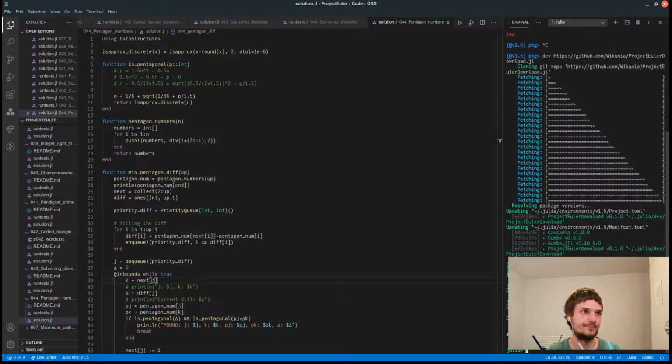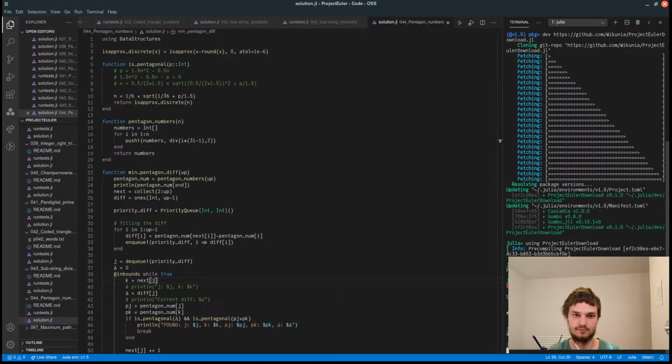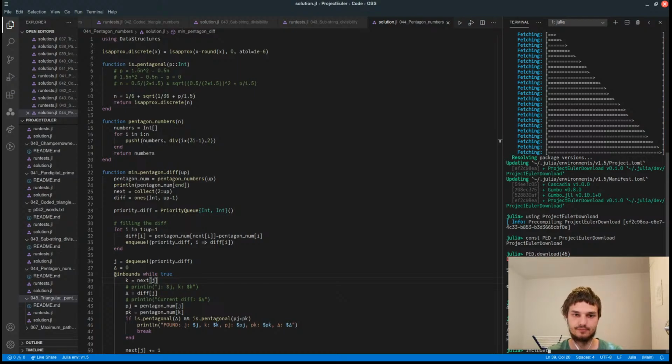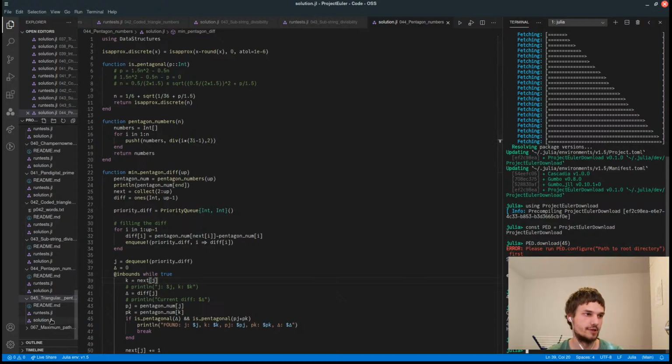So problem number 45. Oh yeah. No idea what happened. Path to root directory is home, Euler, Julia. All right, that one got downloaded into this weird directory. And I can use solution. So it changed the directory immediately.